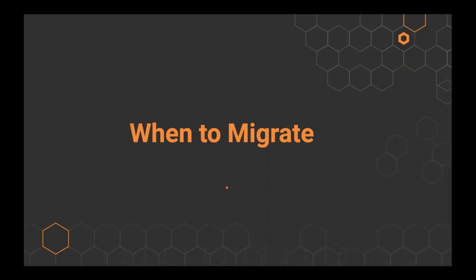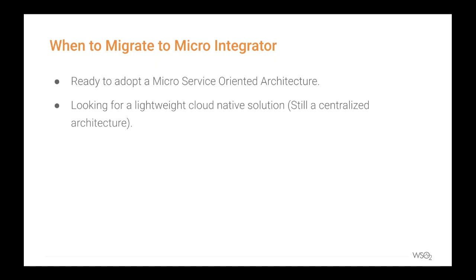Okay, now we have seen the key features of the micro integrator. Now is the time to decide when we should migrate. By this time you should have an idea of the key features and the advantages of microservice architecture, but we have identified two main scenarios where you should try migration to the micro integrator. First is when you are ready to adopt a microservice oriented architecture. That was our main aim behind the micro integrator. We developed it targeting the microservice style, so if you are ready to adopt that, you should try out the micro integrator.